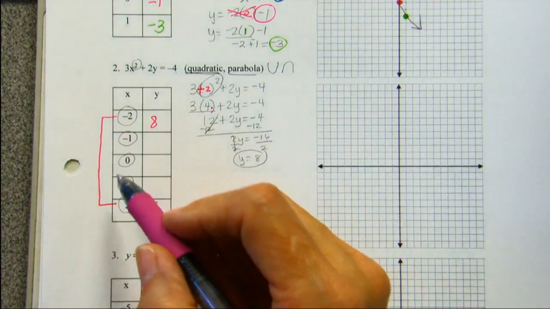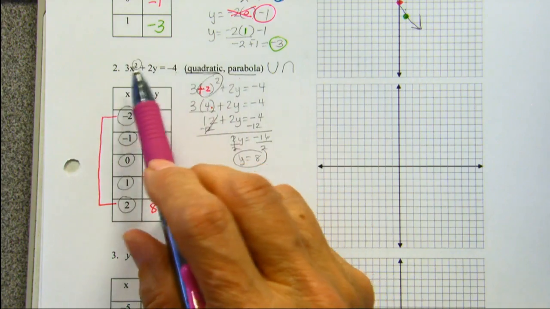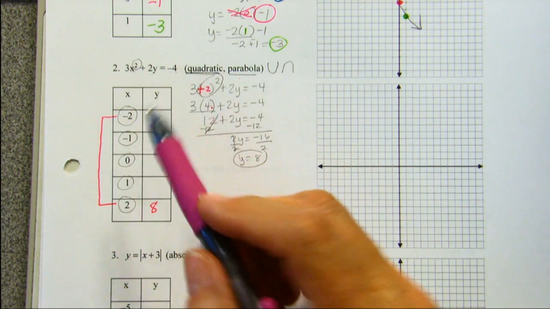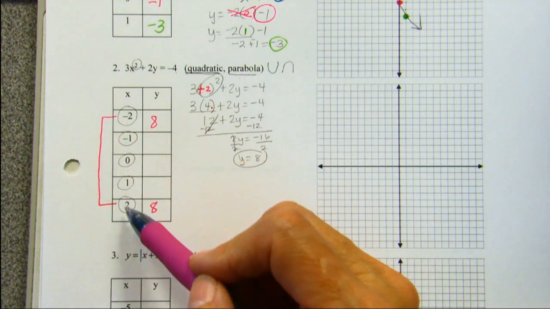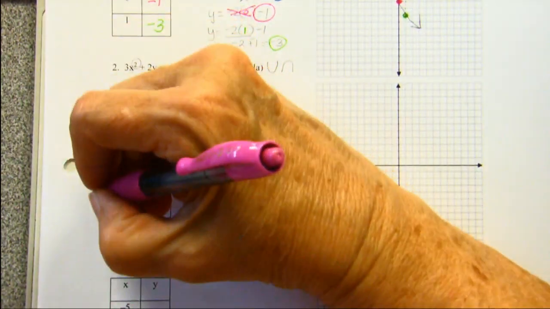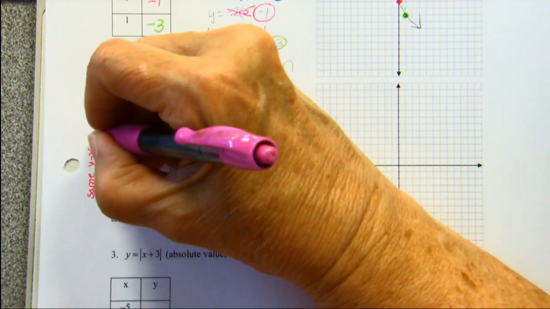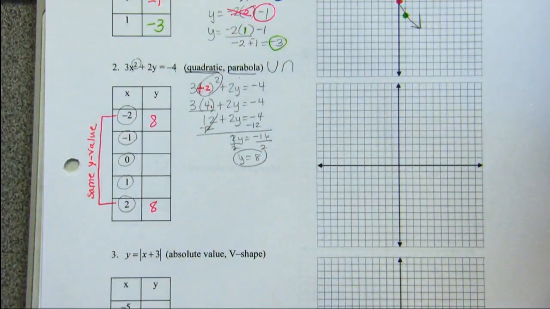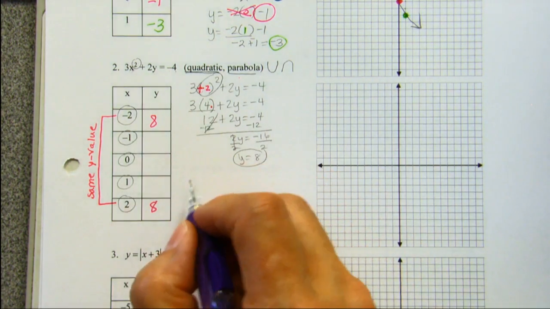So on a parabola, when you have a quadratic, your numbers that are the same in the x but on opposite sides, they're going to have the same y value, so you don't have to do math over and over and over again. Okay, so let's check that with the negative 1.